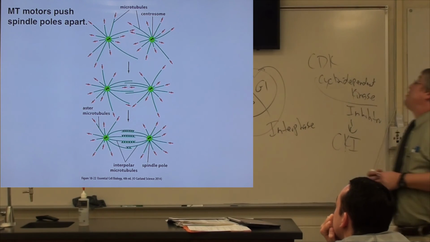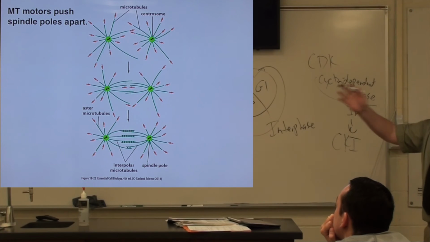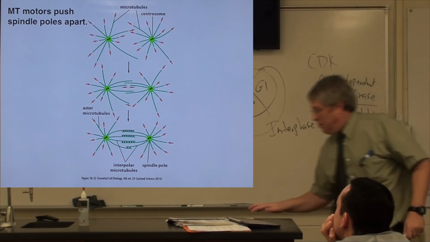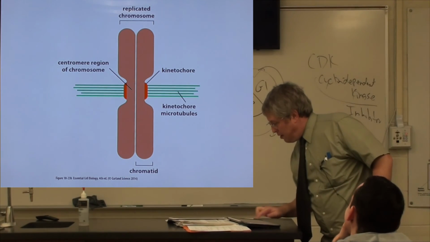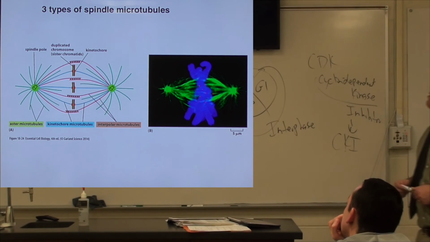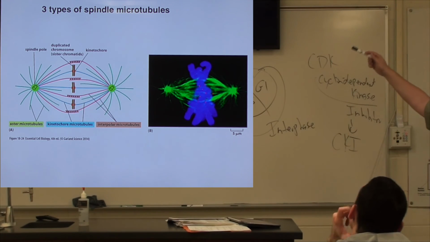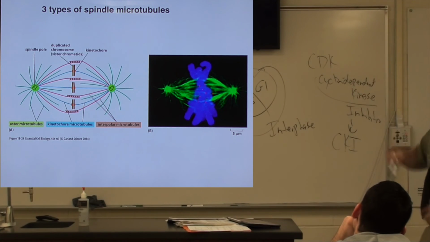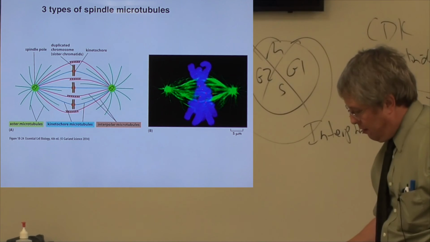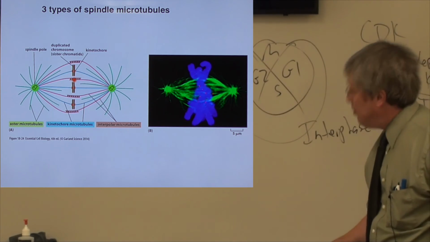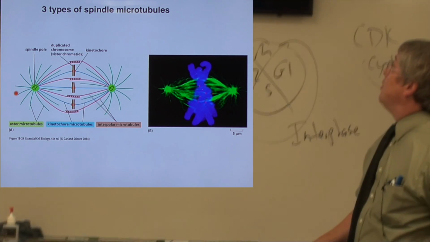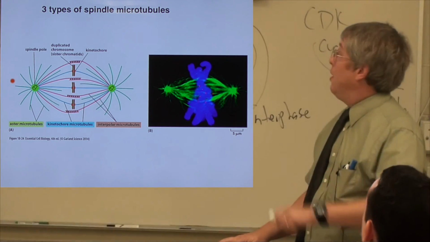As we separate the chromosomes, here we go. Here's our spindle. Some of the microtubules are attached to the chromosomes. You can see some attached to the chromosomes. Some are not attached to the chromosomes, but they are overlapping with each other right here. These are overlapping with each other. And then some of them are going out the back end and attaching to the cell membrane on the inside.